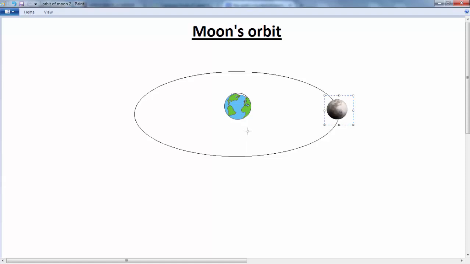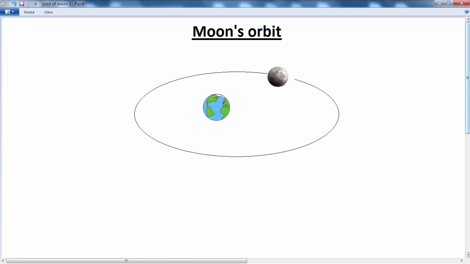Now, I'm not going to talk about the mathematics of ellipses because that's quite complicated, but one thing I will say is that the Earth is not positioned at the centre of the ellipse, but it's positioned at something called the focus of the ellipse. So it's going to be positioned here, off centre, like that. So the Moon follows an elliptical orbit around the Earth, and it completes the orbit once in approximately 28 days. And as you notice here, it moves in an anti-clockwise or counterclockwise direction.